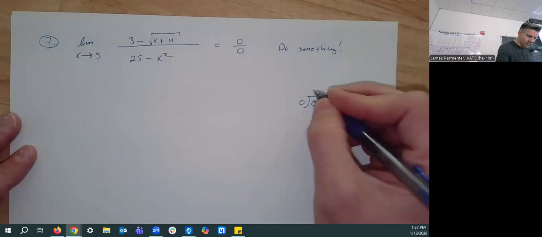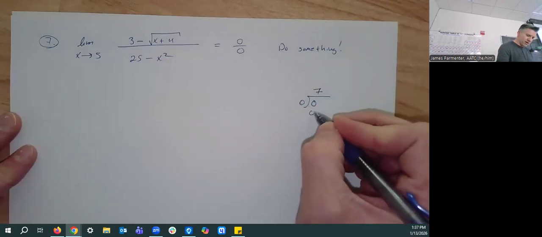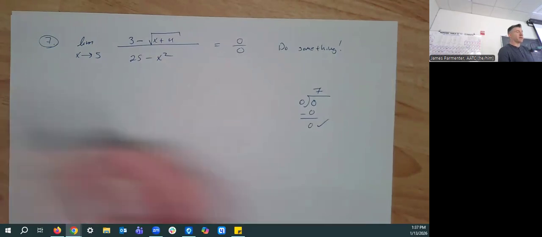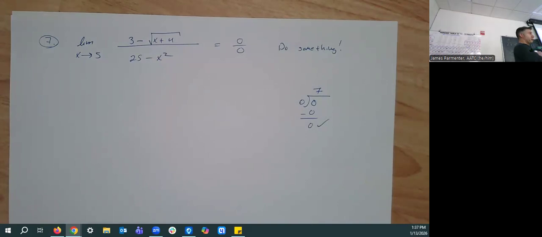I'm going to pick 7. Let's see, 7 times 0 is 0. 0 minus 0, yep, checks out. The remainder is 0. But you could have picked anything, right? I'm being a little bit silly here, but I really want to make it clear. 0 divided by 0 can literally have any value. It could even not exist. It could even be infinity or negative infinity. Or it could be 5 or 17 or negative a billion.